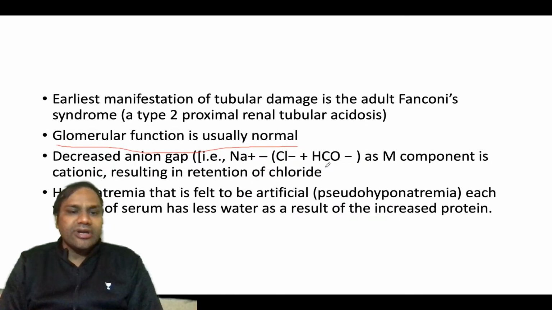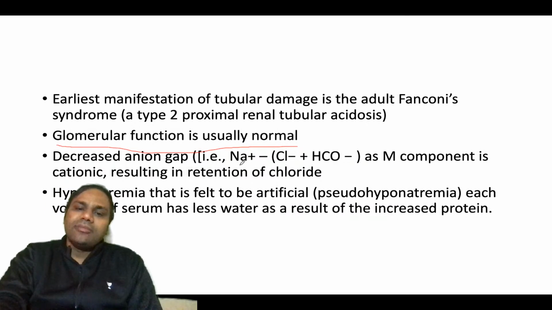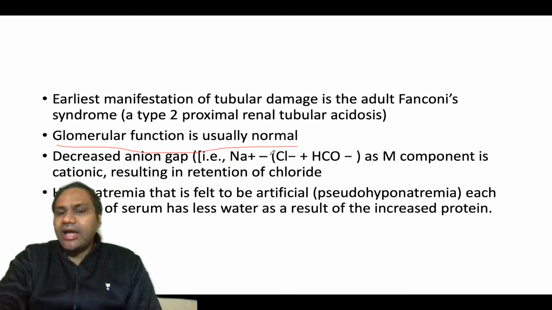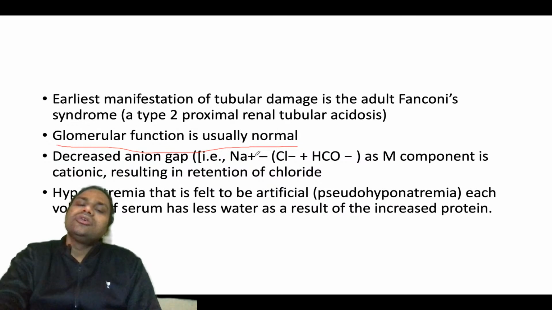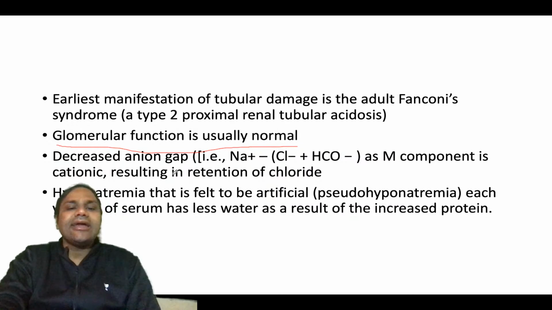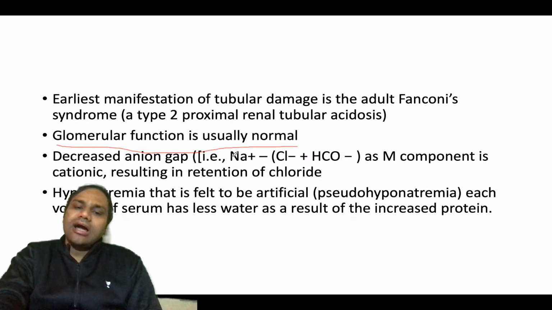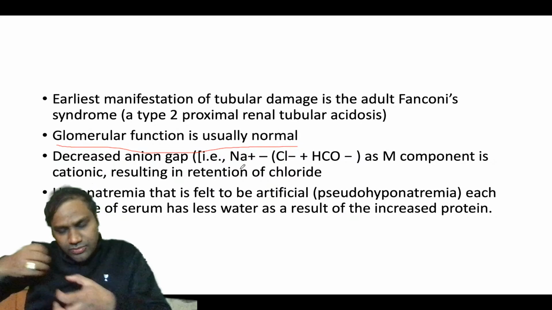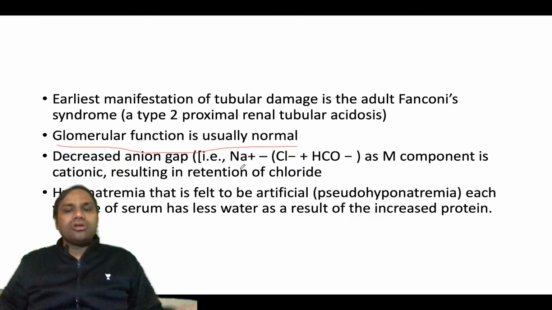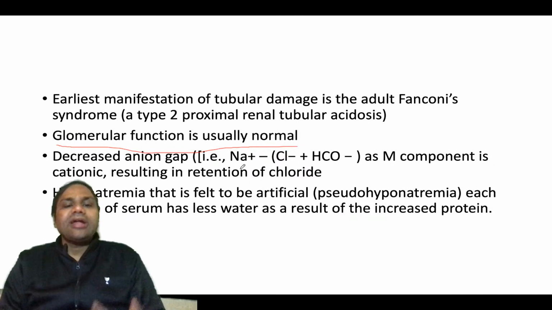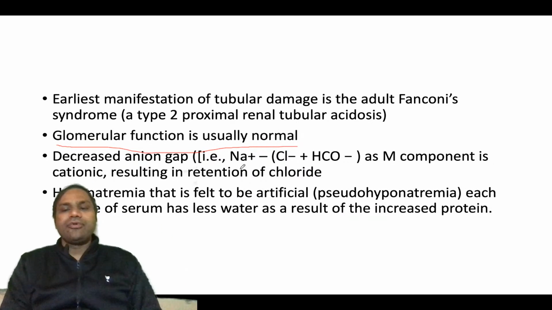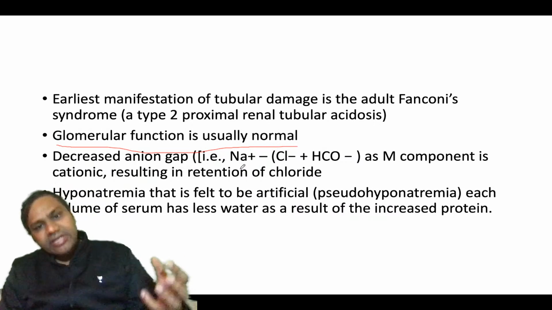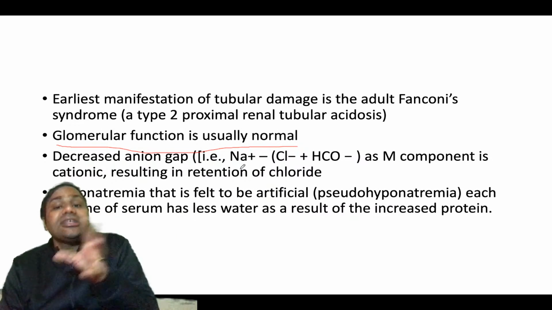Anion gap will decrease because this will become less and this will become high. So this less minus this high quantity will result in a decrease in anion gap. Now there is loss of sodium from the urine. So what happens? There will be hyponatremia, but actually this is a pseudo hyponatremia, because there is increased protein, M protein, and protein as a whole is increased.